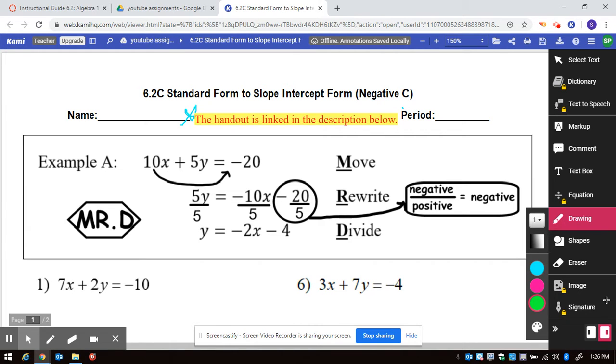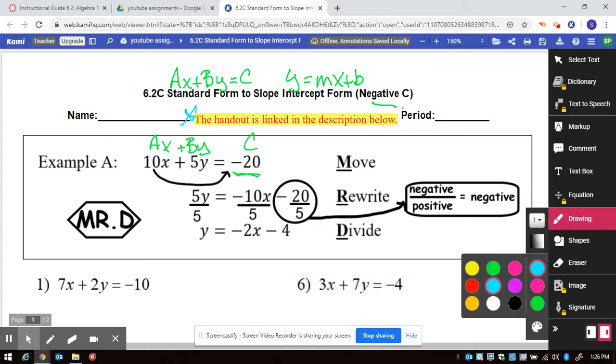Standard form to slope-intercept form. Standard form is Ax plus By is equal to C. Slope-intercept form is y equals mx plus b. So note there's a negative C. That means that in this Ax plus By equals C, the C value in today's problems is going to be negative. We're going to see what happens there.